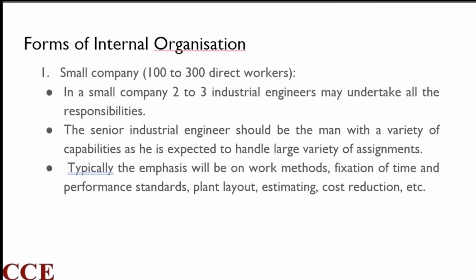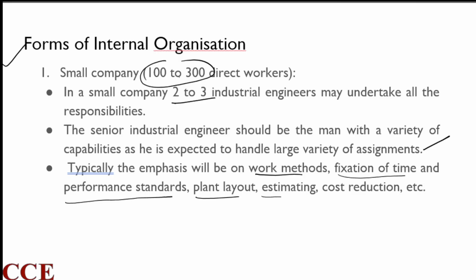So, forms of the organization: a small company with 100 to 300 direct workers will need 2 to 3 industrial engineers. A senior industrial engineer should be a man with a variety of capabilities, as he is expected to handle a large variety of assignments. Typically, the emphasis will be on work methods, fixation of times and performance standards, plant layout, estimating, cost reduction, etc.